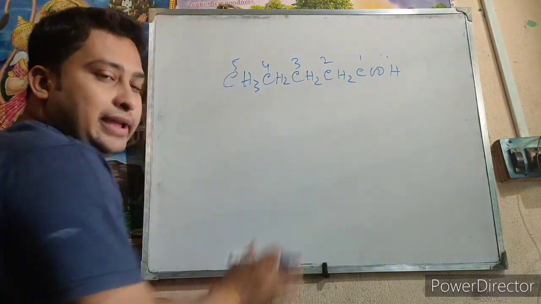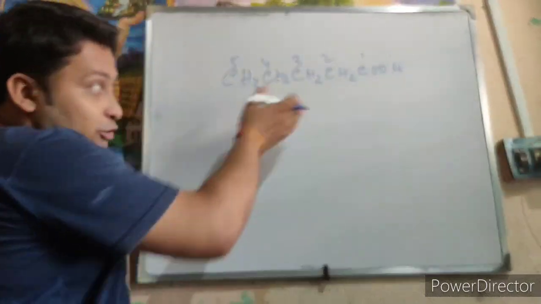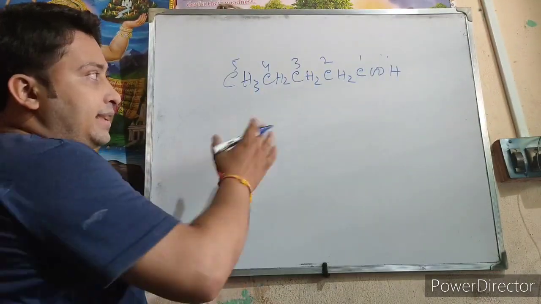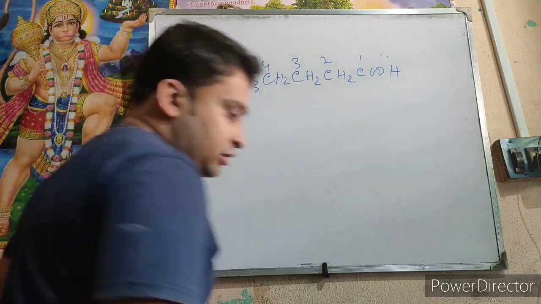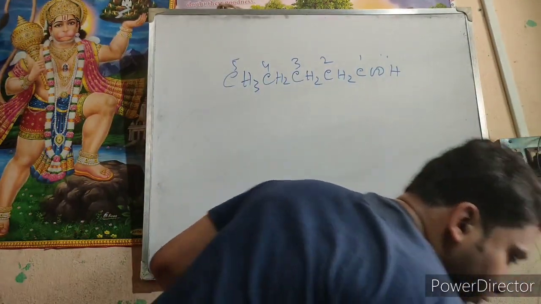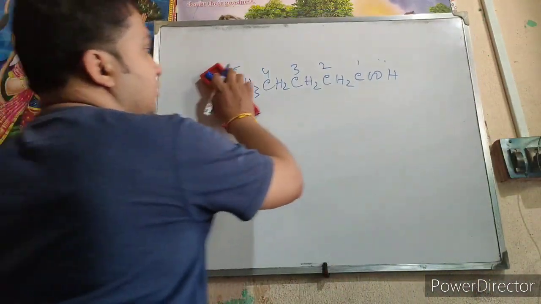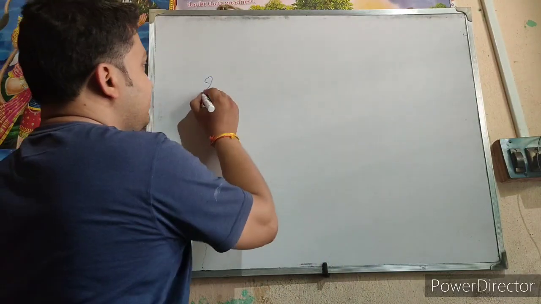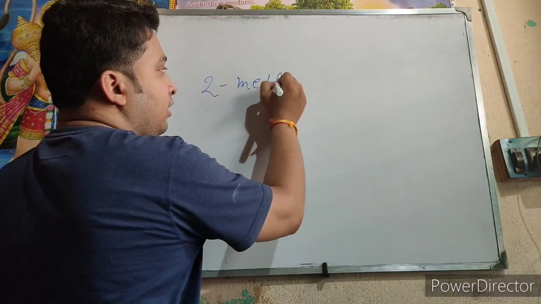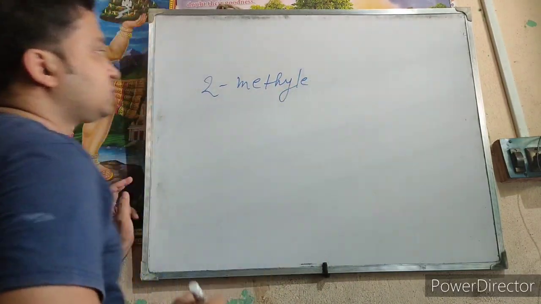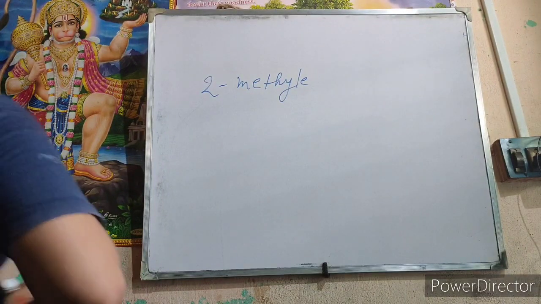So this is pentanoic acid, and you should know the common name. This is called valeric acid. Okay, this is valeric acid. And now isobutyric acid, or 2-methyl propanoic acid. So the next one is 2-methyl propanoic acid. What did I say? 2-methyl propanoic acid.